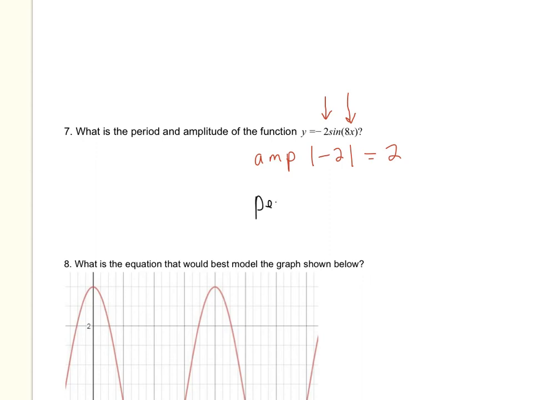Now the period for any sine or cosine wave is going to be 2 pi divided by b. And this is kind of our b value, this is our a value. So we're really going to take 2 pi divided by 8. And then 2 over 8 just simply simplifies to pi over 4.